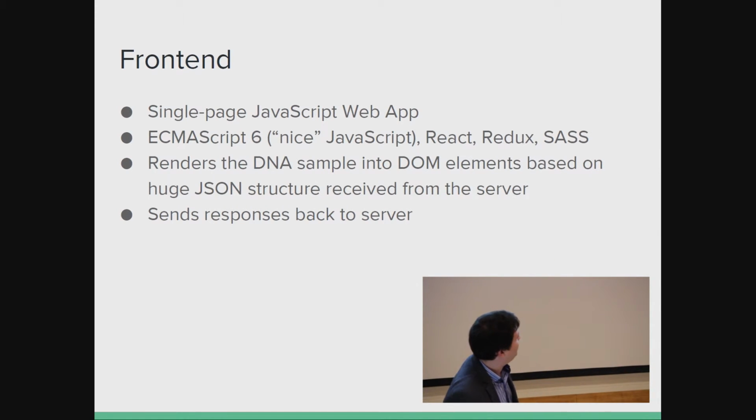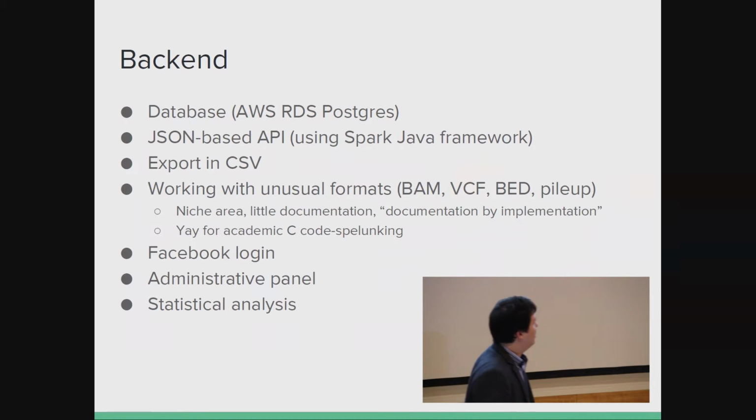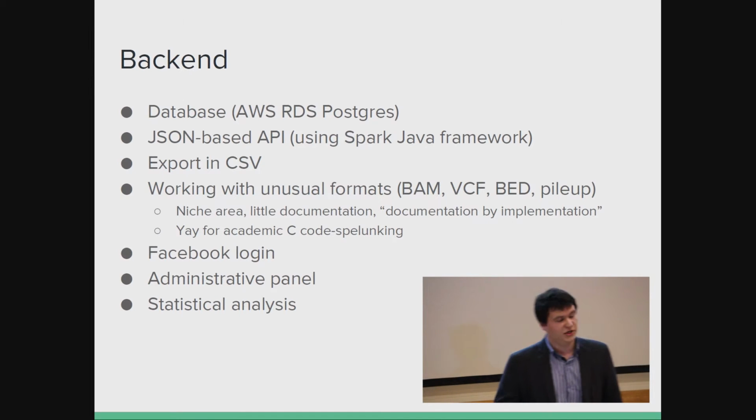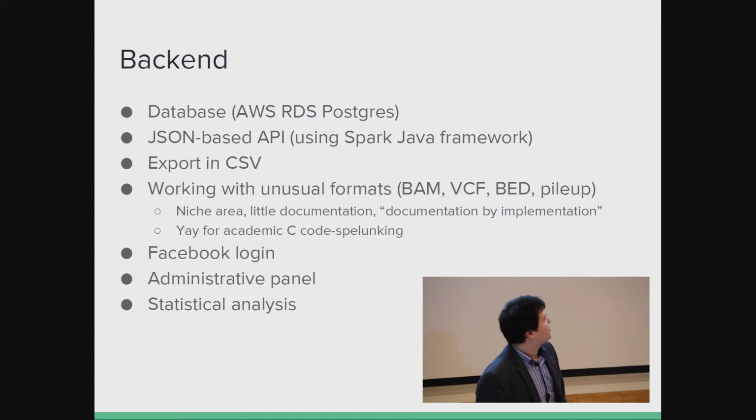So how we actually did this was, on the front end, we just basically have a simple JavaScript SPA written in ES6 with React Redux. It renders the sample out into DOM elements, not very performant, but fast for prototyping, and sends responses back to the server, which is a simple Java backend, using the Spark Java framework, communicating with the front end with a JSON-based API, using a Postgres database, also hosted on Amazon.